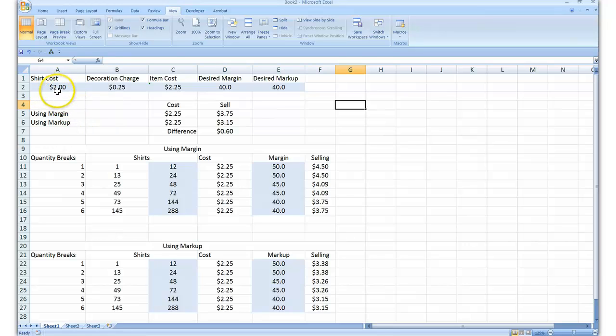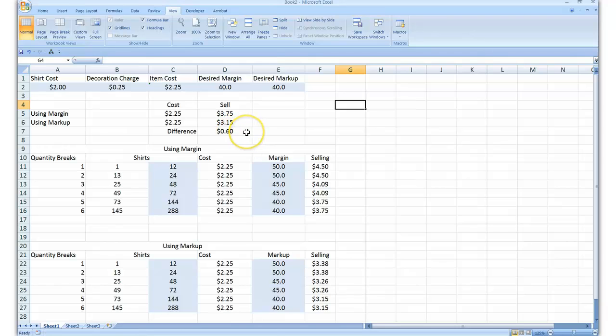We've got a shirt cost of $2, decoration cost of 25 cents. So we have our $2.25 item that we had over there in the slides and the examples. We're doing our 40% margin, and we're doing the same with a markup. We're going to use 40% on both of them in this example. What it shows us is that using the margin at 40%, we should sell at $3.75. Again, what we saw in the slide. But using a 40% markup, we are only going to charge $3.15.